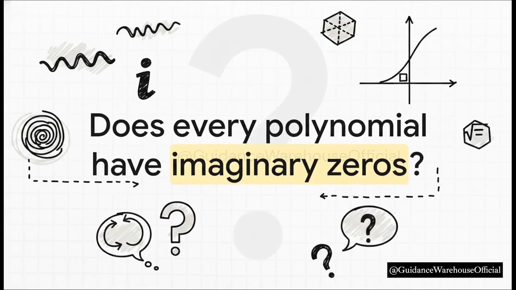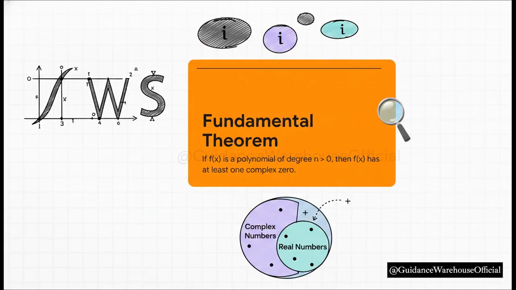Now, right about here, I usually get a pretty interesting question from students. Hey, does every polynomial have at least one imaginary 0? Take a second. Think about the numbers you know. What's your gut say? The answer is actually no.